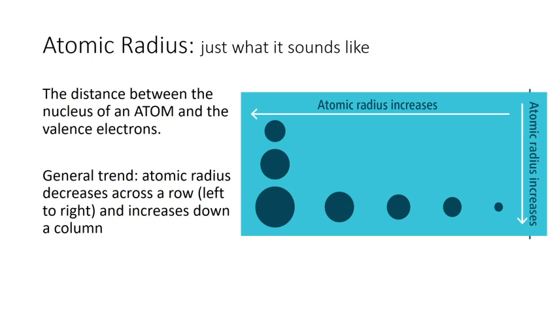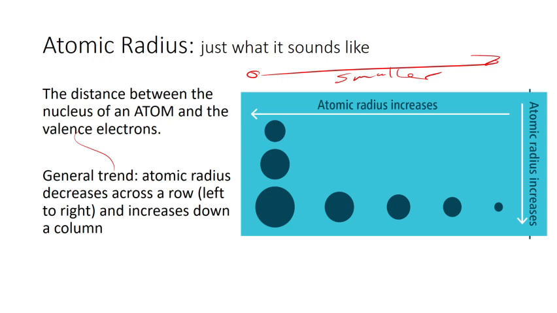So the first of the periodic trends that we are going to look at is atomic radius. That is the radius of an atom, the distance between the nucleus and the valence electrons. The general trend is that atomic radius decreases across a row, like going on your periodic table from lithium over to fluorine. They get smaller as they go across.